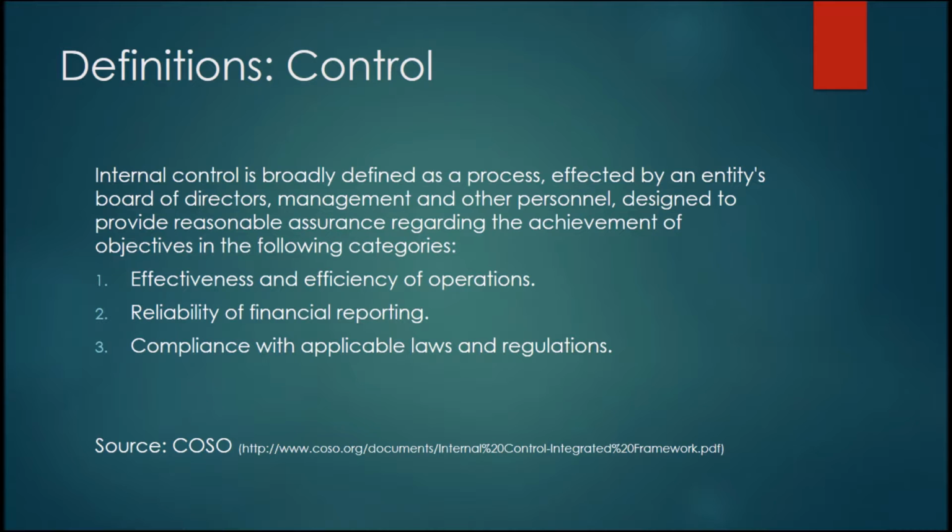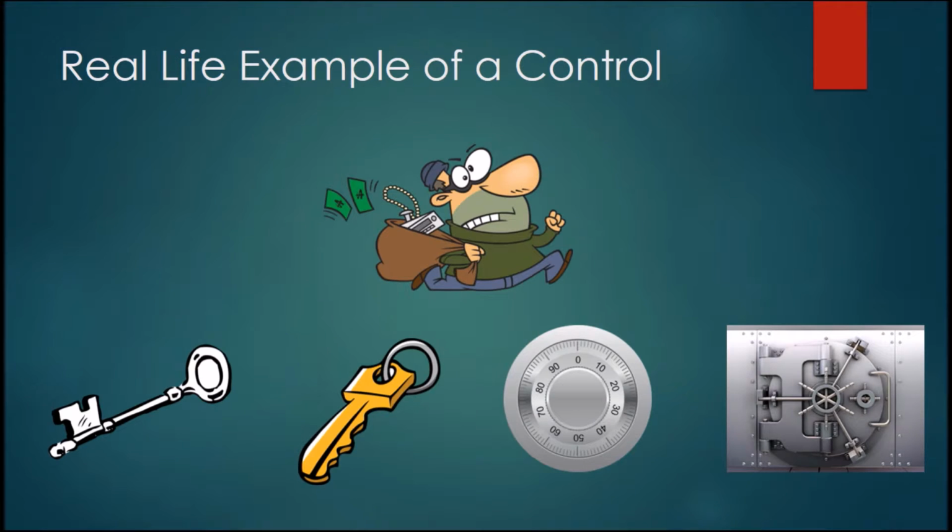The first category is about best and leading practices. The second is about integrity of data in regards to financial reporting, and third is where the HIPAA privacy, security, and breach rules apply. This ties back to the early discussion we had about risk management, that the goal is to ensure that an organization is meeting its objectives. Now let's look at a real-life example of a control.